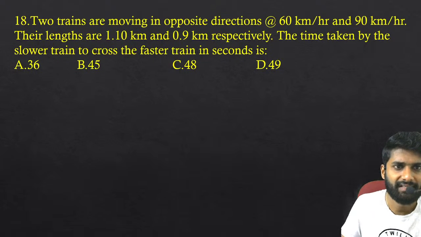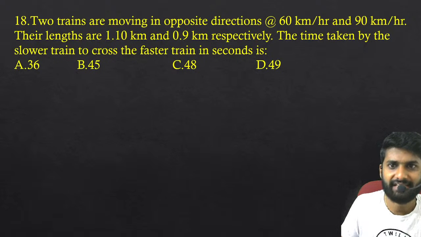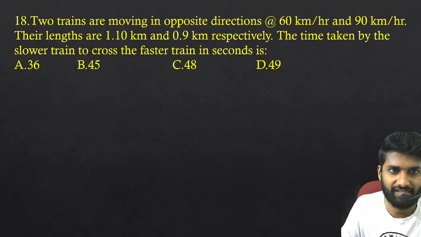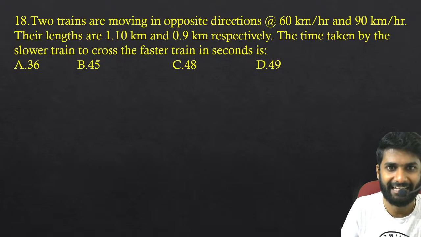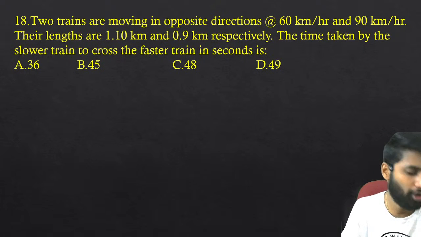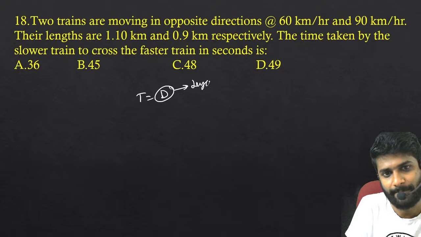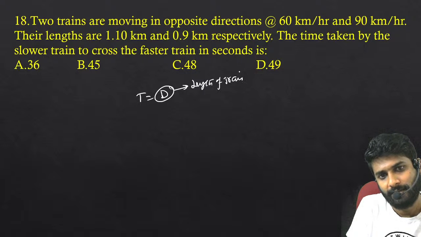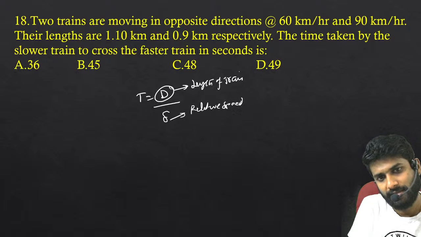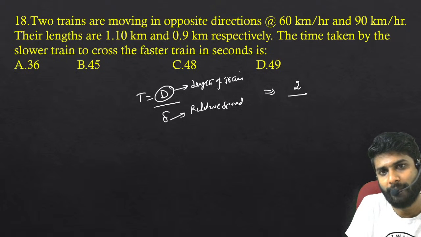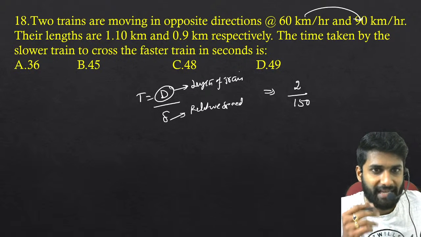Next, two trains are moving in opposite directions at 60 km per hour and 90 km per hour, and their lengths are 1.1 and 0.9 kilometers. No problem, it is given in kilometers. What is the time taken by the slower train to cross the faster train in seconds? Crossing means the meeting concept. Time is equal to distance divided by speed. Distance means the lengths of the trains, and speed means relative speed. The total length of the two trains is 2 kilometers and the relative speed is 150 km per hour.